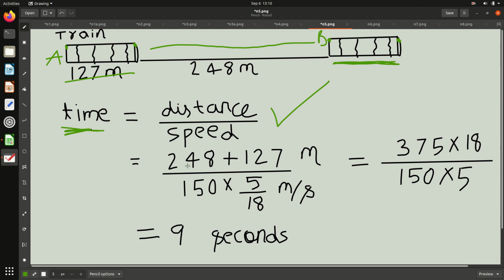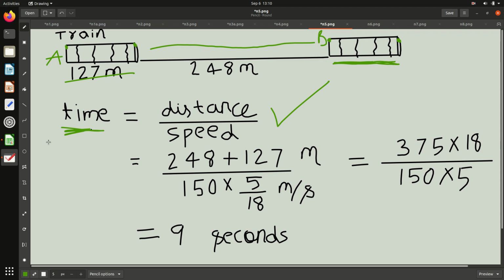So this will be the distance, 248 plus 127. That is the distance of the platform also and the distance of the train also. So this will be the actual distance. Only this thing we have to keep in mind. So we got the distance in meter.